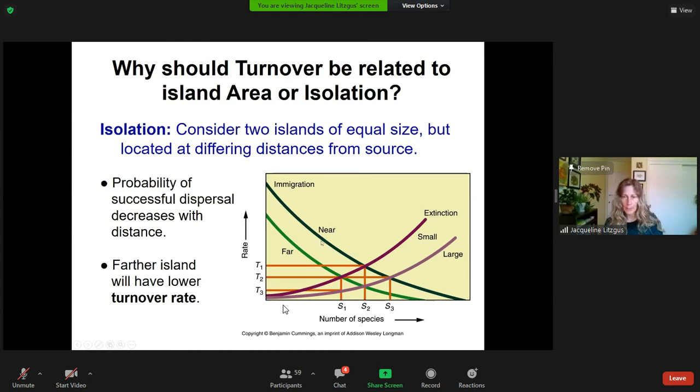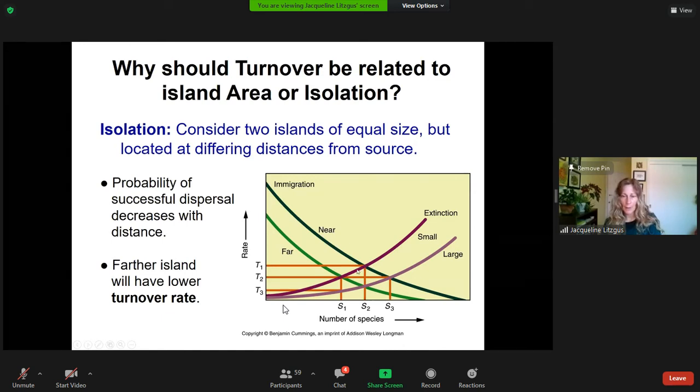So if we look at the near island first, here's the value of the number of species, right? So that S value is here. And here's the T value, the turnover rate. It's the highest value of our scale, right? So this intermediate number of species with a high turnover rate, right? Okay. And so if we go with the near, we have this S2 value and T1.